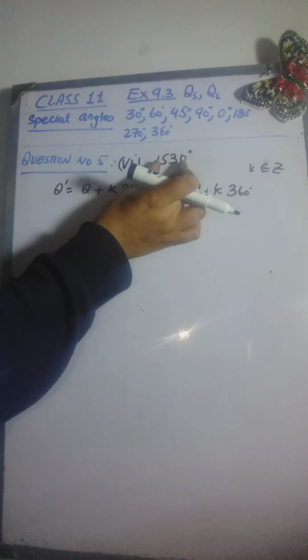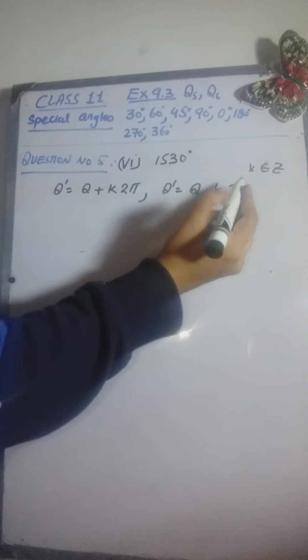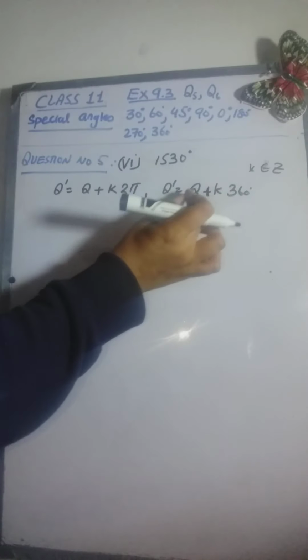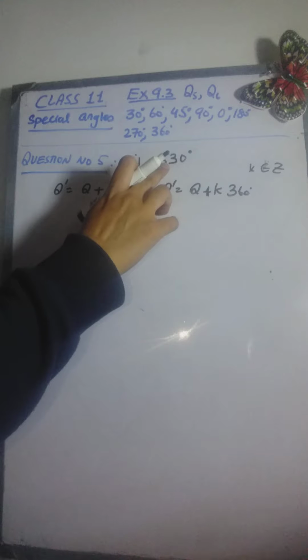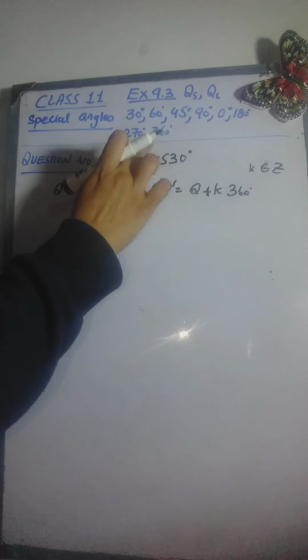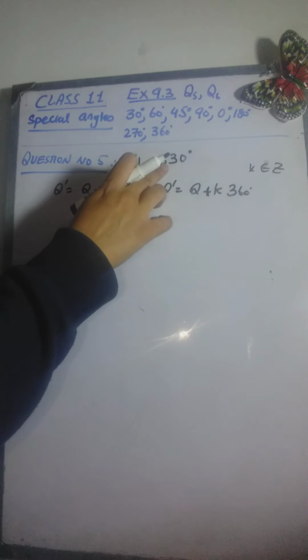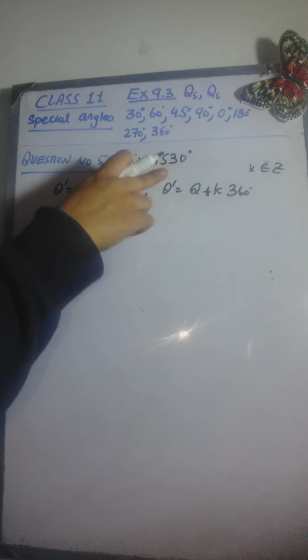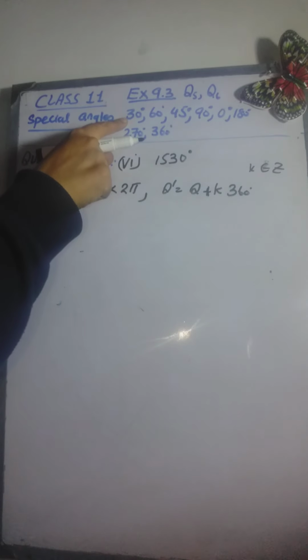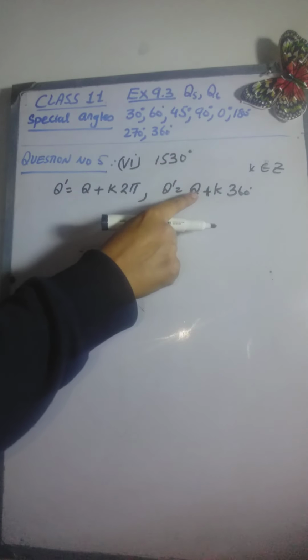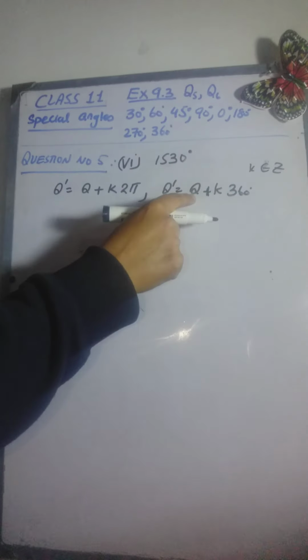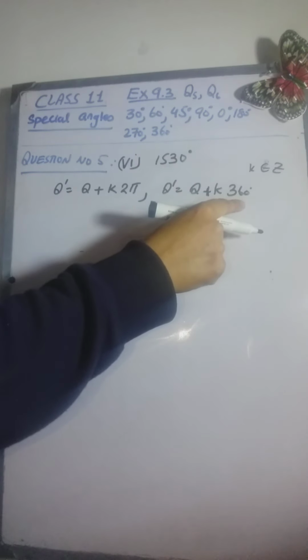So if we can write 1530 as a multiple of 360 plus one of these angles, then we can prove that this angle will be coterminal to one of these angles, and then we can find the trigonometric ratios of this angle. For example, if this angle comes out to be coterminal to 30 degrees, then it will have the same trigonometric ratios as 30. So we have to prove that this angle can be written as some theta which will belong to this group plus some multiple of 360. We have to write this.